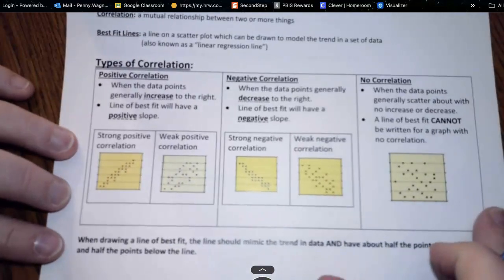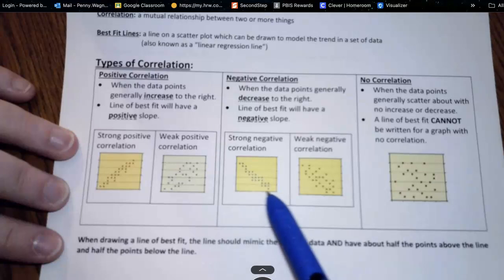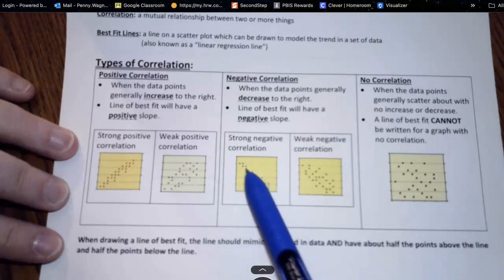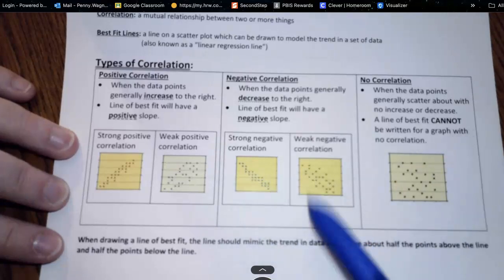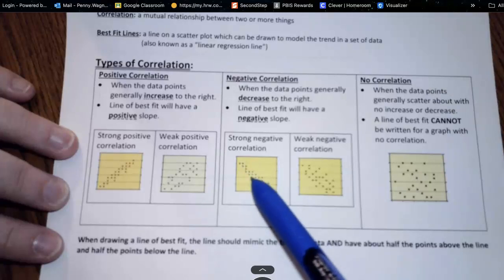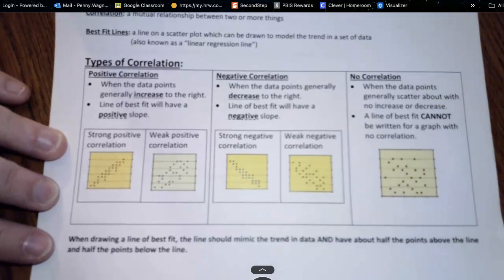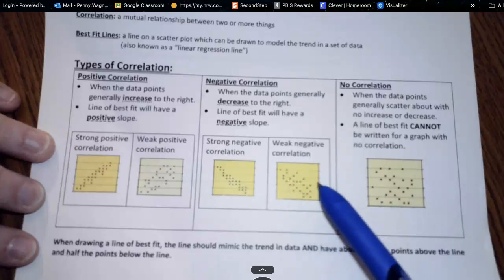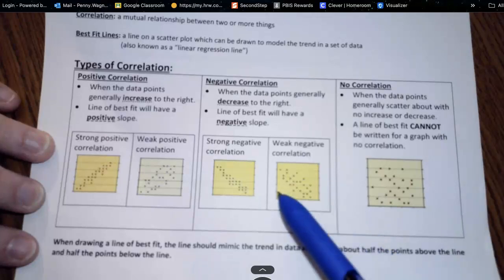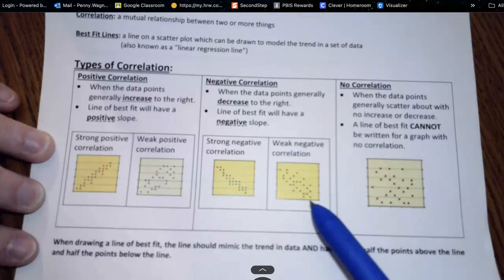Negative, same thing. When data points increase here, but they decrease coming this way, the data comes down. And this one's a fairly strong one because they are closely grouped together. The one next to it is more of a weak negative. You can tell it's still trending down, but they're spread out a little further.